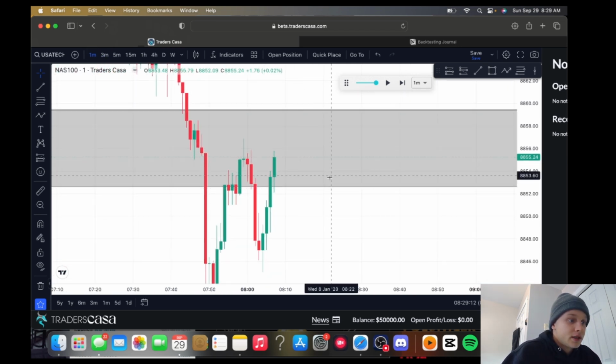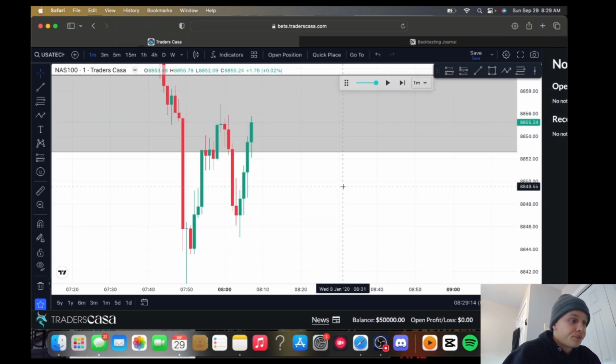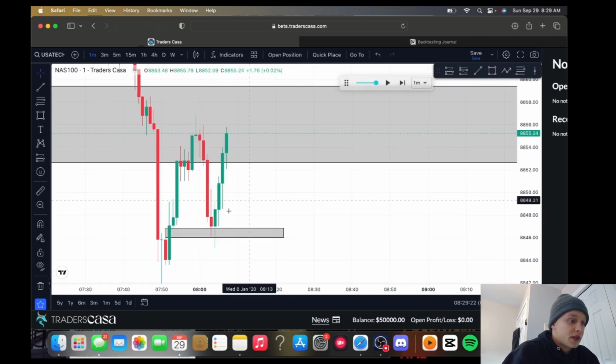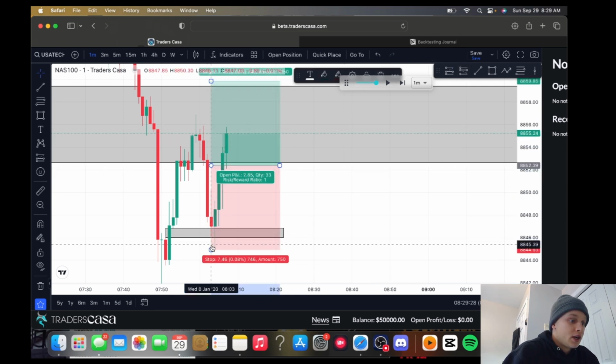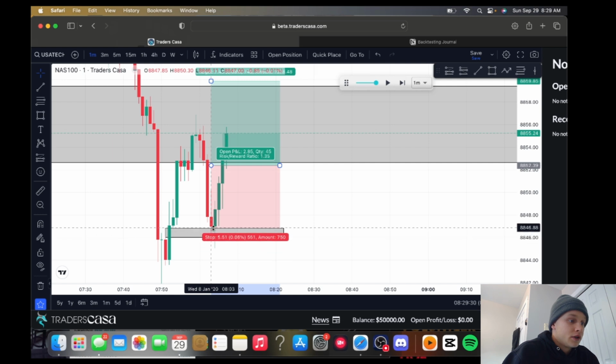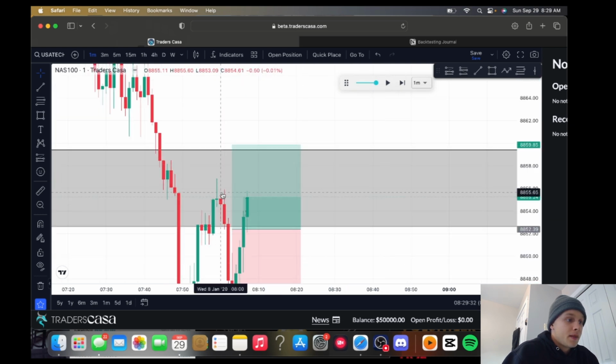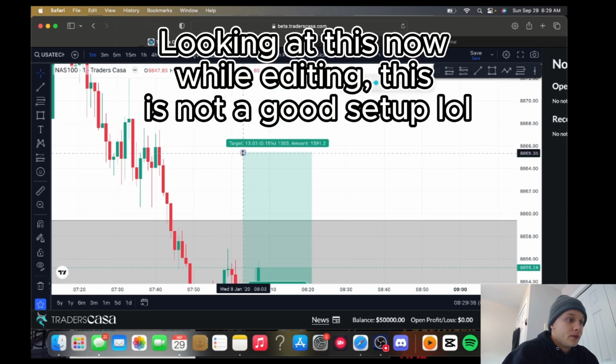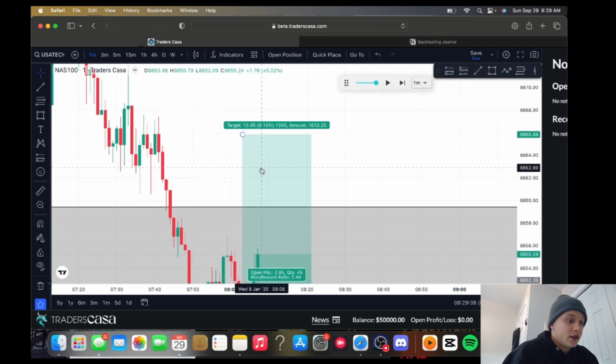Could have taken this trade, actually. Respecting this 1 minute, I'm gonna jump in on this. And I know I'm just seeing this now, but we're respecting this 1 minute. We have this 1 minute inverse right here. You stop right there, break even up here, and then we will target our regular 1 to 2.